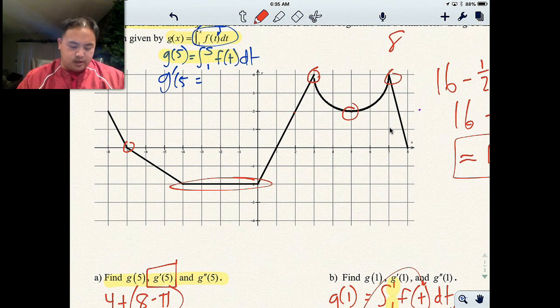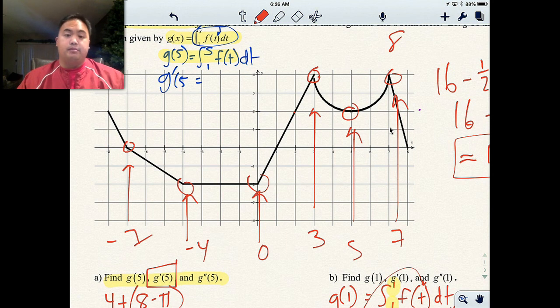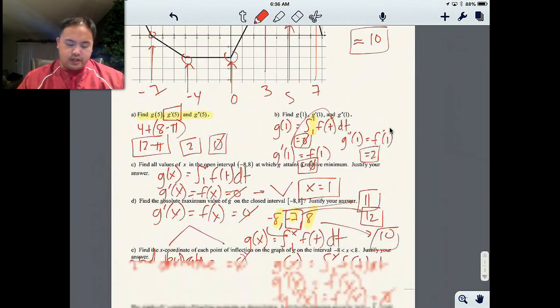So my inflection points are negative 7. This one, because it's totally flat, I don't necessarily have an inflection point for the whole thing, but I will have an inflection point here and here. So inflection point negative 7, inflection point negative 4, inflection point 0, inflection point 3, inflection point 5, and inflection point 7. So, long story short, you have 6 inflection points. Okay? So hopefully you understand this topic.